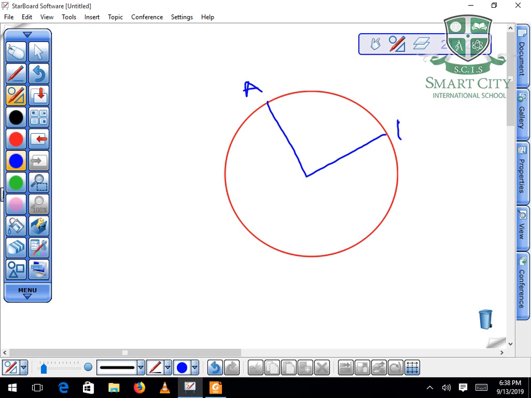From A to B, minor, and from A to B, green, is the major arc.